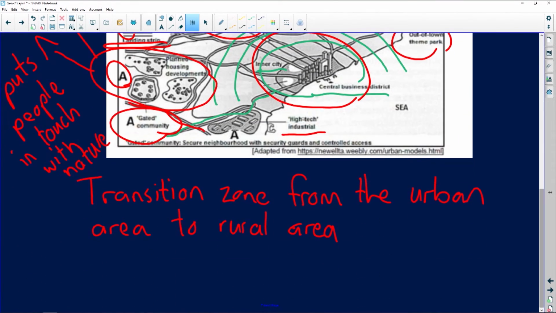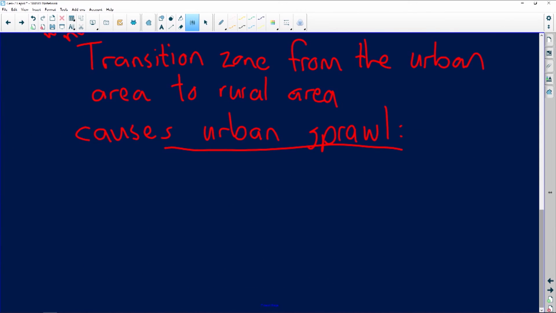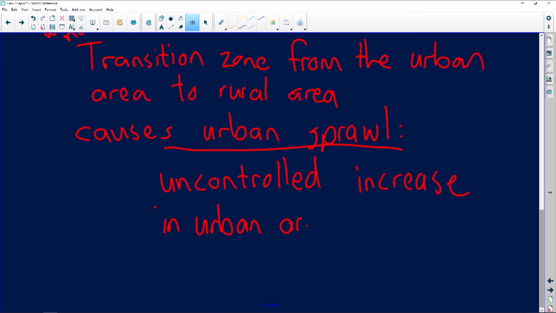Now, to answer that question, first of all, it causes urban sprawl. Let's just quickly define urban sprawl. It's quite important because this question came up a couple of times in the final exams. Urban sprawl is the uncontrolled increase in urban areas. It means that the physical size of the urban areas is getting bigger, but it's uncontrolled.